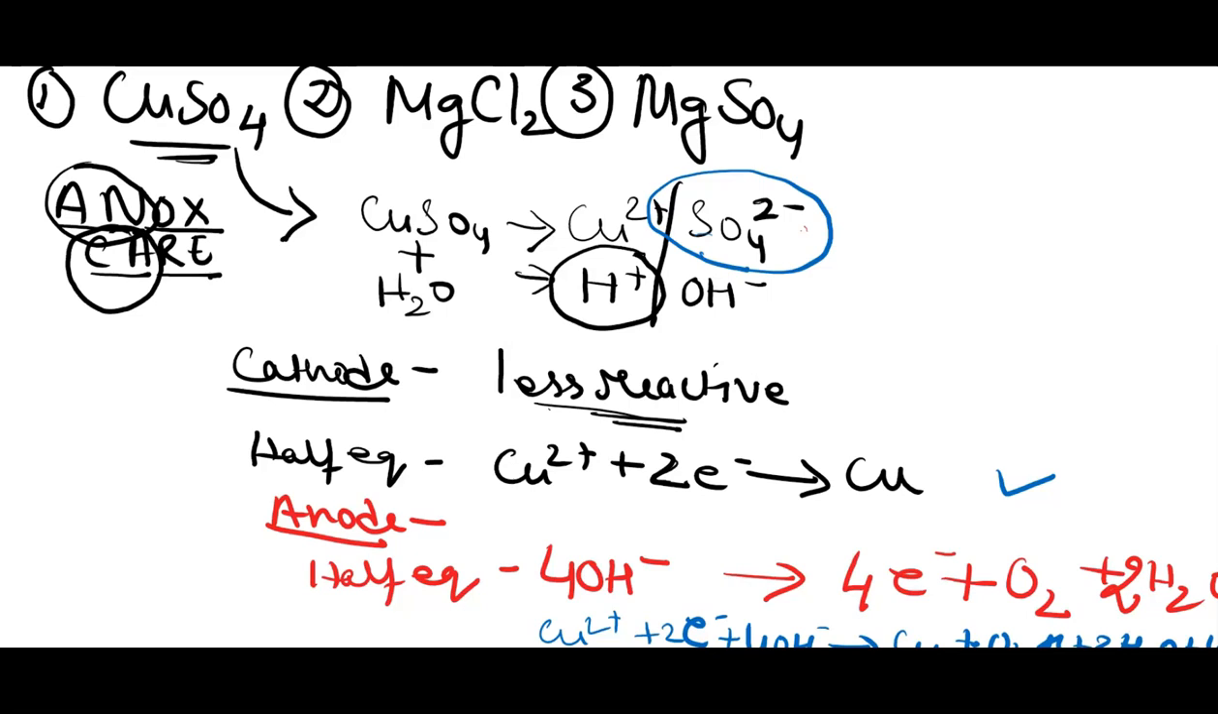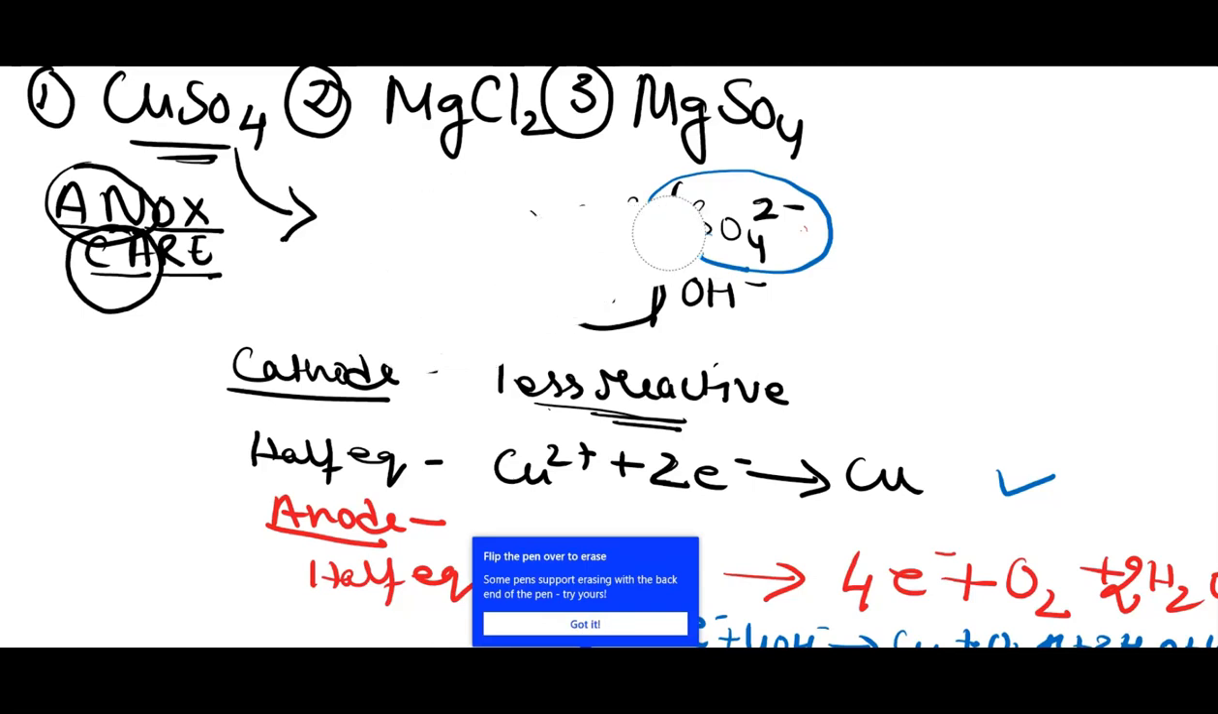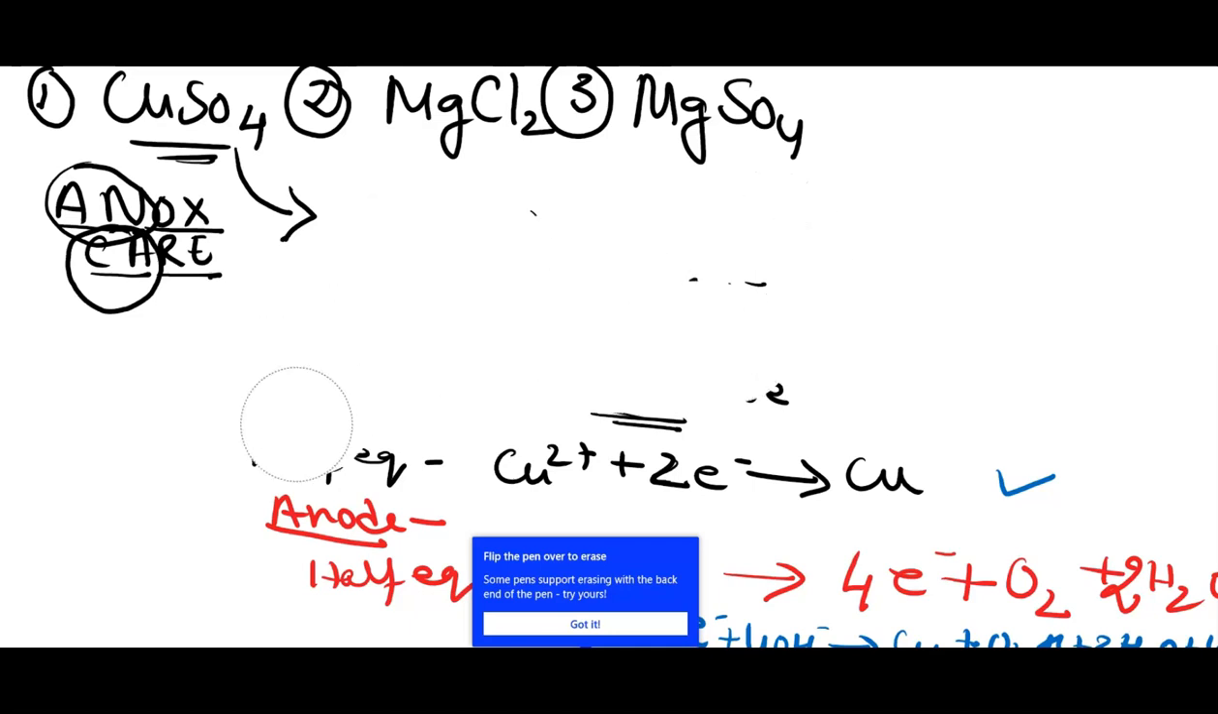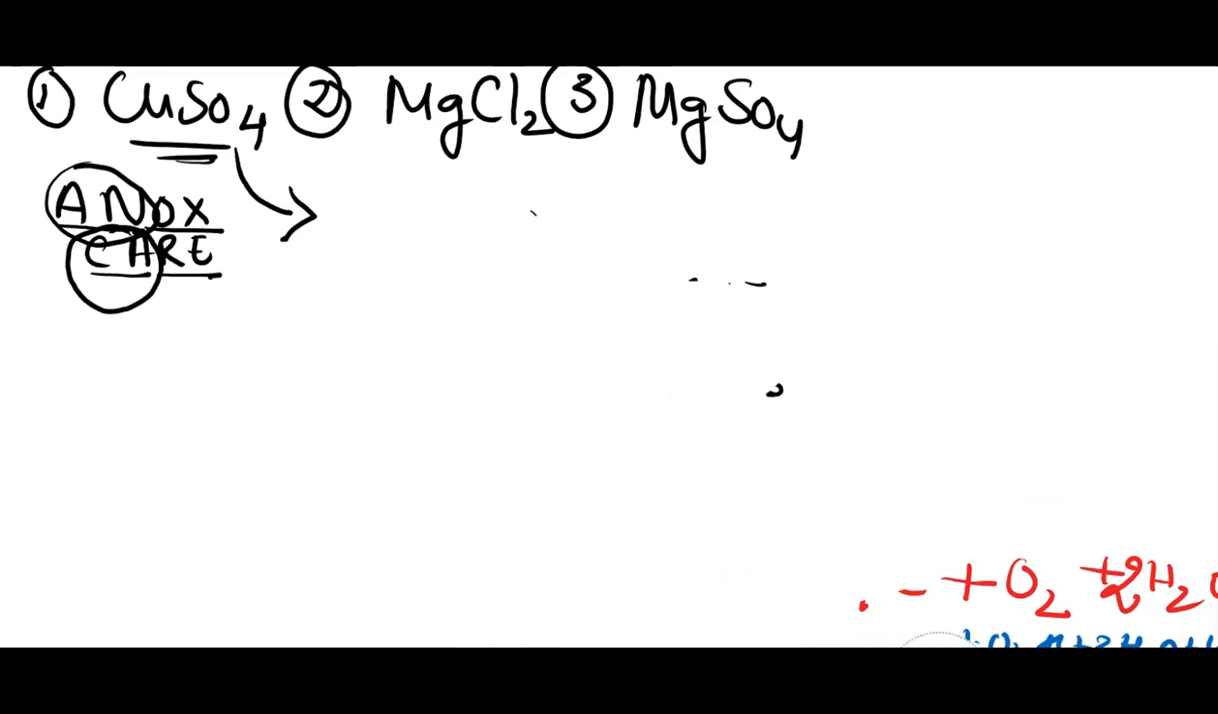Let's talk about the second compound, that is magnesium chloride. So what we need to do is rub out whatever we wrote. We can just move on to the next compound, that is magnesium chloride, and we will similarly make the same half equations out of it.